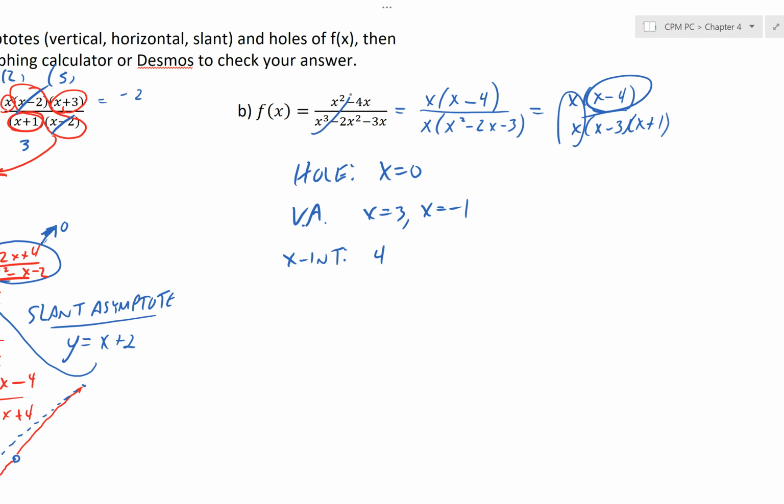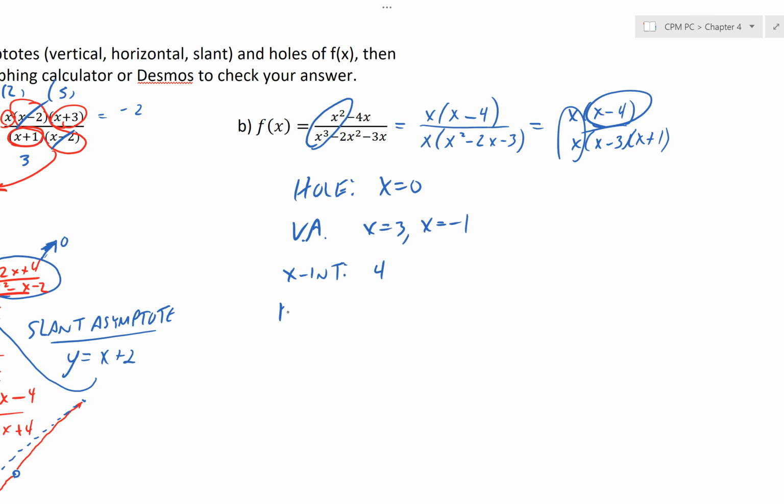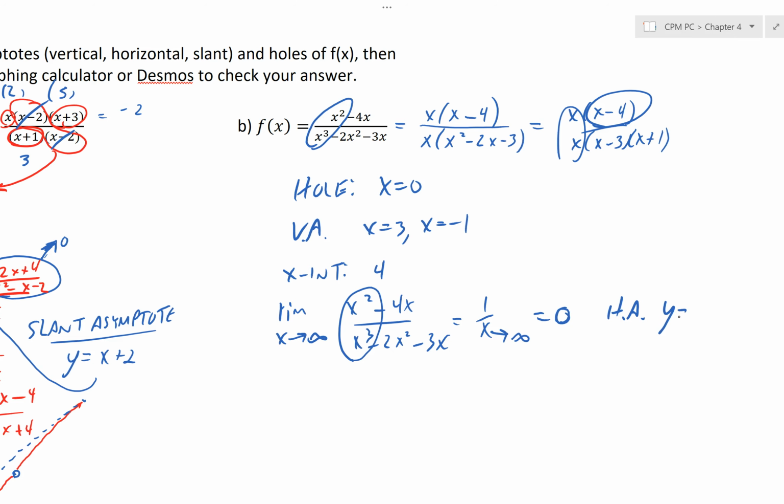And then if we look at the highest powered terms, the bottom has a larger degree than the top. If I'm taking the limit as x approaches infinity of x squared minus 4x over x cubed minus 2x squared minus 3x, I only really need to look at the highest powered terms, and that starts to look like 1 over x, and x is approaching infinity, so that's going to approach 0. Because as the denominator gets larger, our fraction approaches 0. So the whole function approaches 0, which tells us there's a horizontal asymptote at y equals 0.